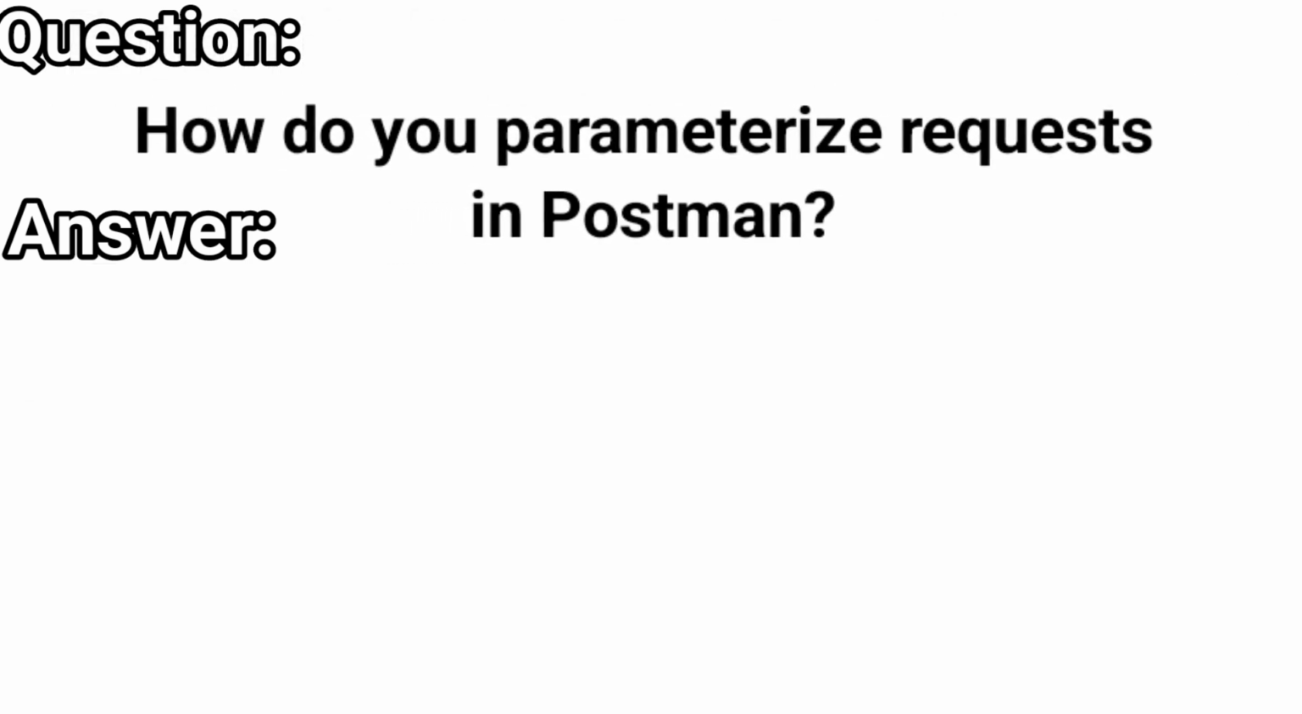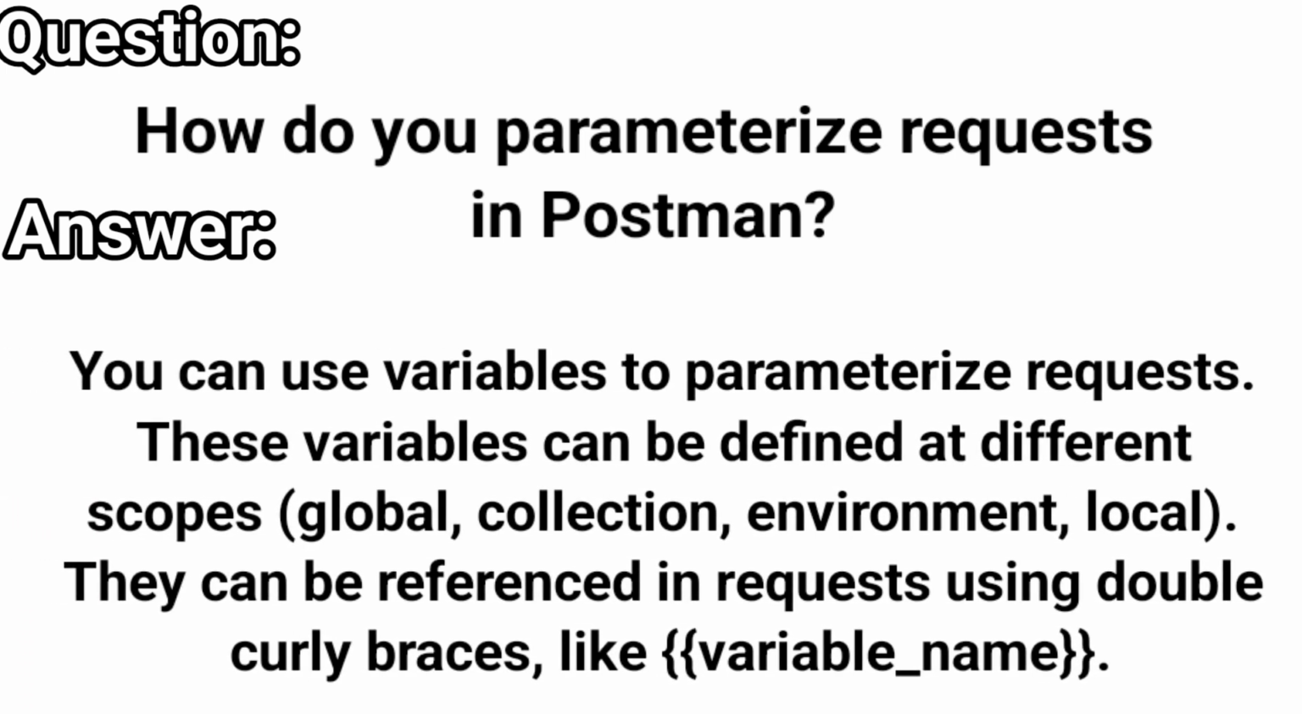How do you parameterize requests in Postman? You can use variables to parameterize your request. These variables can be defined at different scopes: global, collection, environment, etc. They can be referenced in a request using double curly braces.